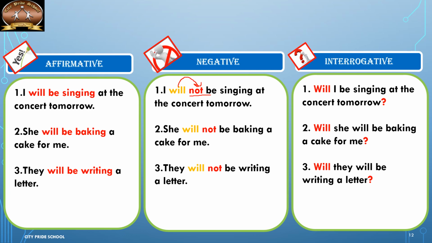So, I will not be singing at the concert tomorrow. She will not be baking a cake for me. They will not be writing a letter. And to make an interrogative yes-no type, we will simply move the helping verb to the beginning. So it's going to be: Will I be singing at the concert tomorrow? Will she be baking a cake for me? Will they be writing a letter?